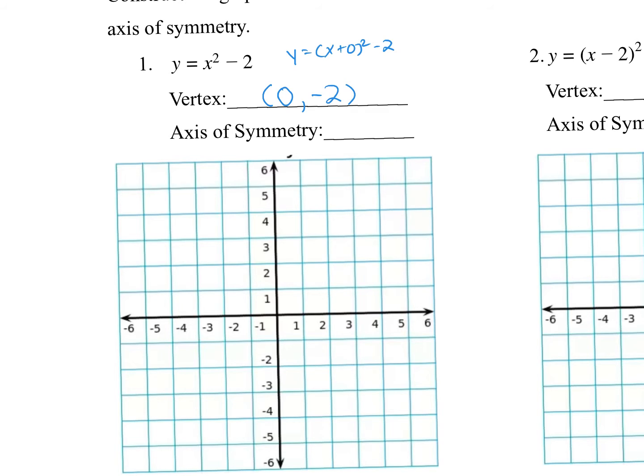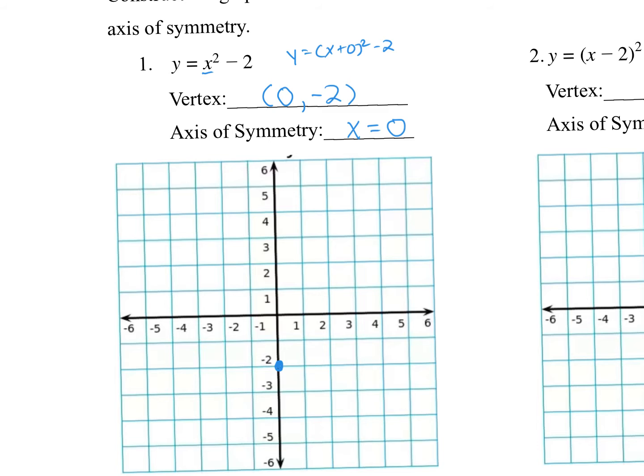So we want to go to 0 and down to negative 2. I'm going to put a dot. My axis of symmetry is a vertical, invisible line at the x value in our vertex. So it is x equals 0, not just 0, because the axis of symmetry is a line. This is a plain old x squared, so I'm going to graph it like our normal generic x squared.